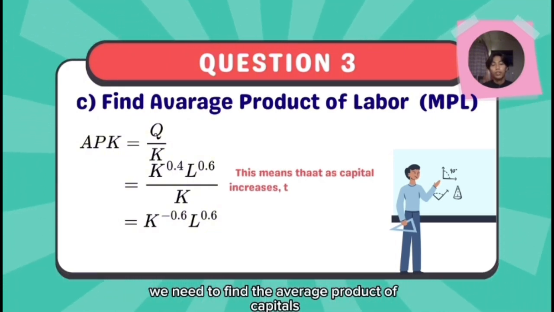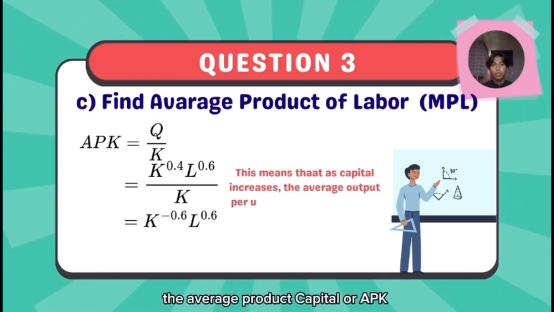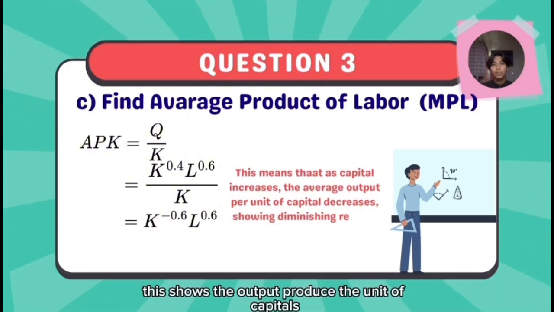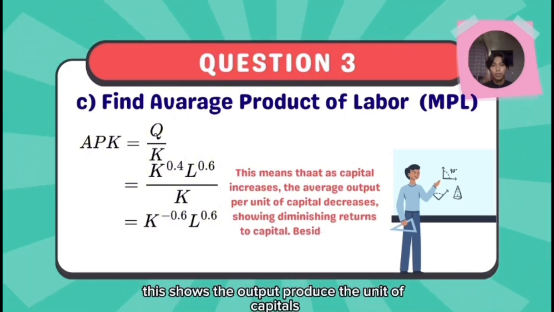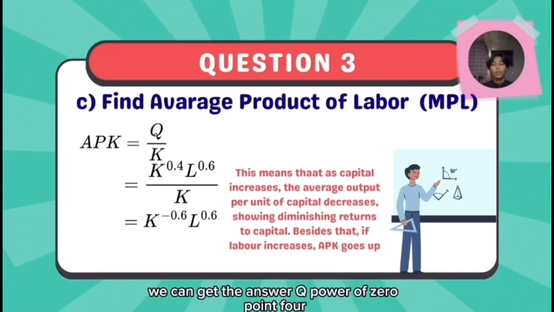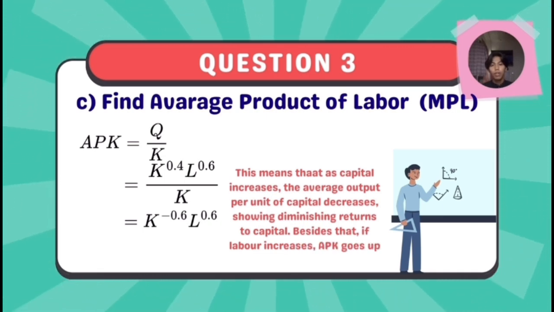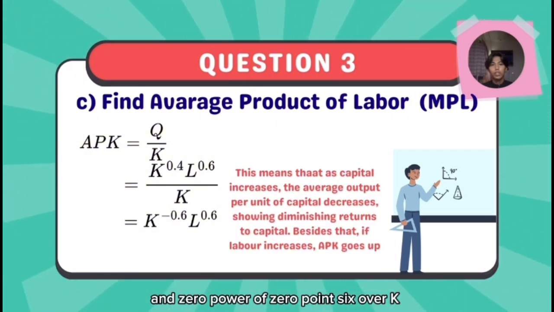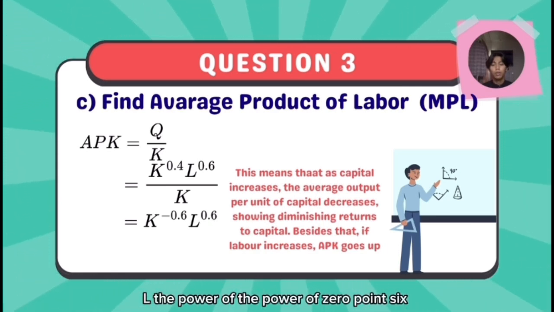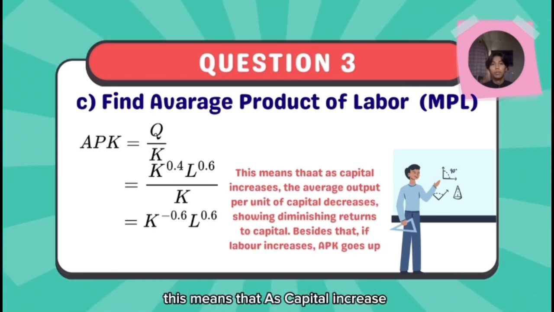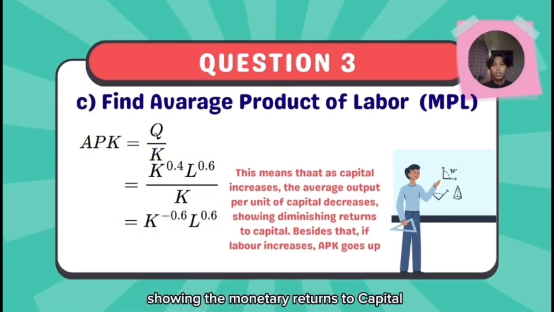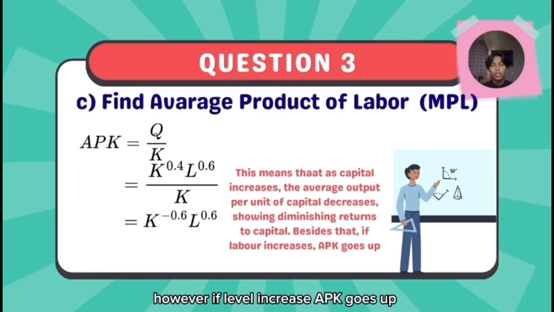Now we move on to another question, which is C. We need to find the average product of capital. Now let's look at the average product of capital, or APK. This shows the output produced per unit of capital. The formula is APK equal to Q over K. So we will get the answer K to the power of 0.4 and L to the power of 0.6 over K. So the answer is K to the power of negative 0.6, L to the power of 0.6. This means that as capital increases, the average output per unit of capital decreases. However, if labor increases, APK goes up.